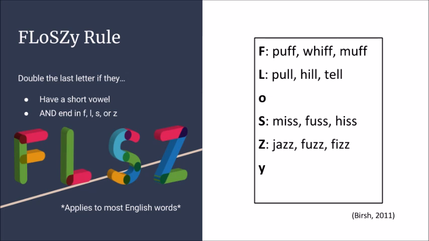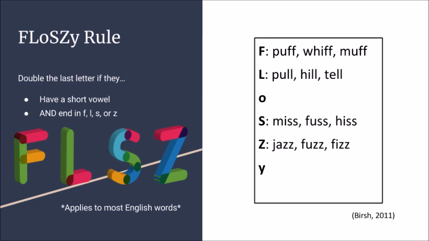The next rule is the Flossie rule. This is a pretty simple one for students to understand. It says that they should double the last letter if it has a short vowel and ends in the letters F, L, S, or Z. Students can learn this as the Flossie rule, but they should understand that the O and the Y were added just to make it a memorable word. But the F, L, S, and Z are what's important.